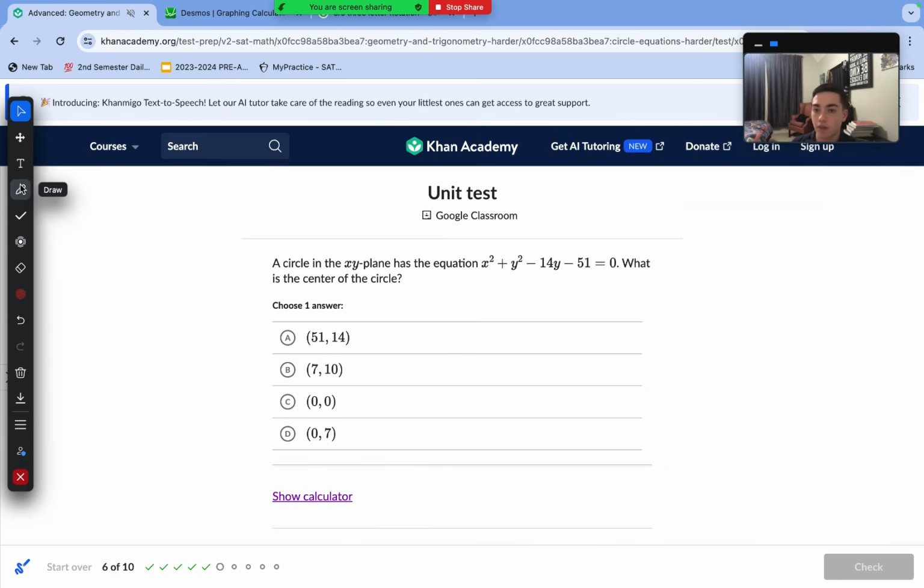Alright, we are given the equation of a circle, and we are trying to find the center of the circle. A really good way to do this with the calculator is just to type this equation into the calculator. You could complete the square for both of the variables and get it into the standard form of the circle, but putting this into the calculator is really the faster method, so I'm going to go ahead and use that.